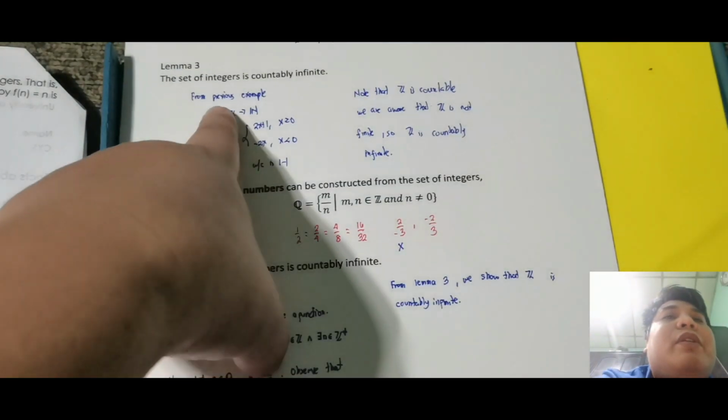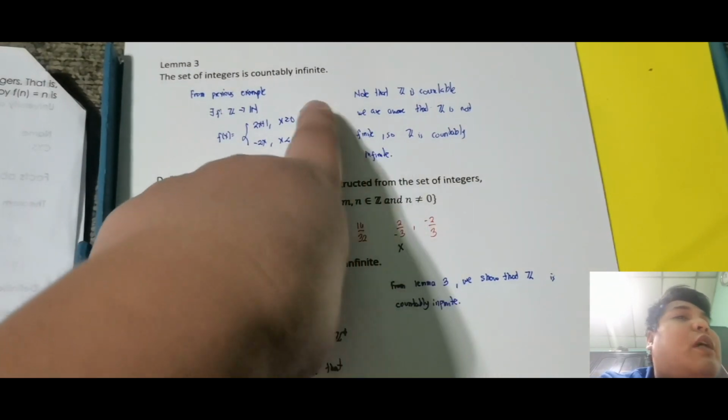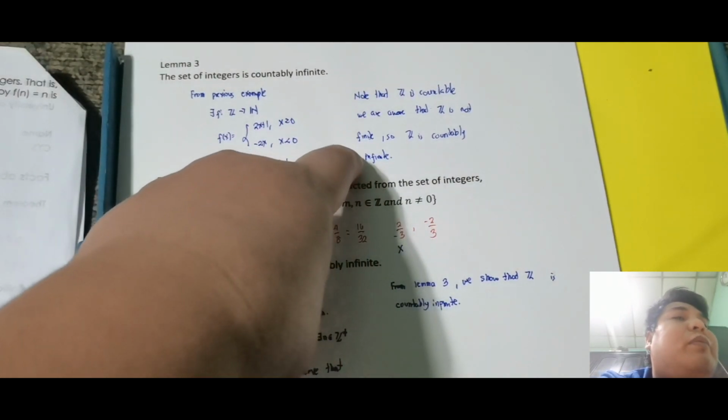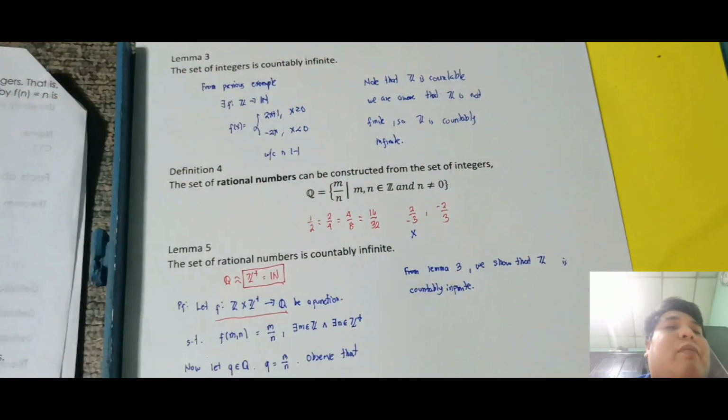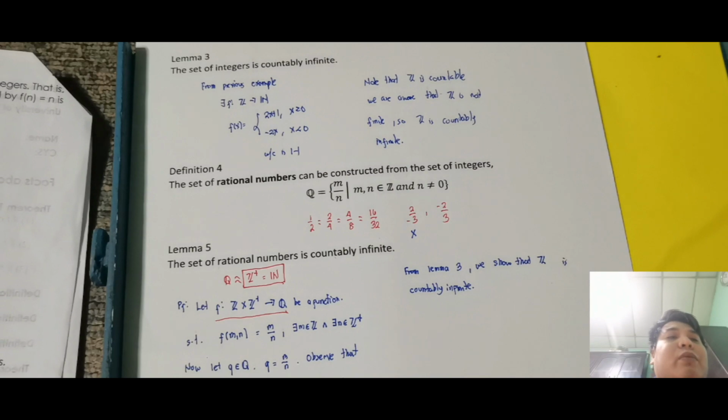Tama ba? Sabi nga ni lemma number 3, ang set of integers ay countably infinite. Kasi tama, countable siya, therefore siya ay countably infinite or finite. Since hindi siya finite, countably infinite lang siya. So ginamit ko na agad si lemma. Okay, so from lemma number 3, we show that Z is countably infinite.